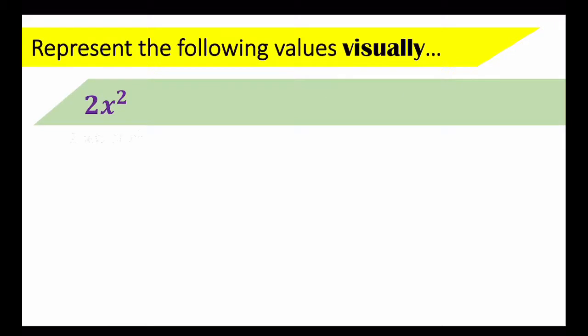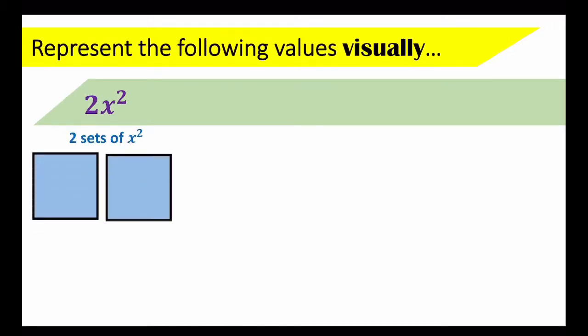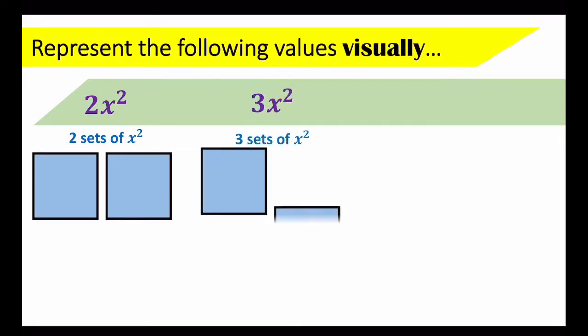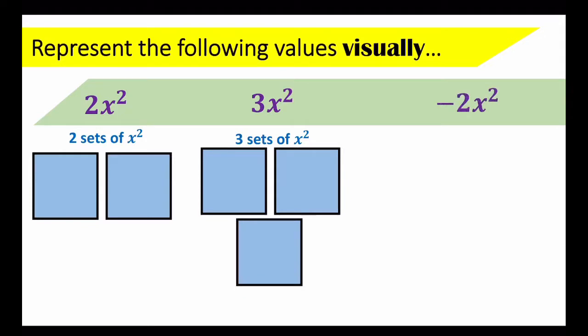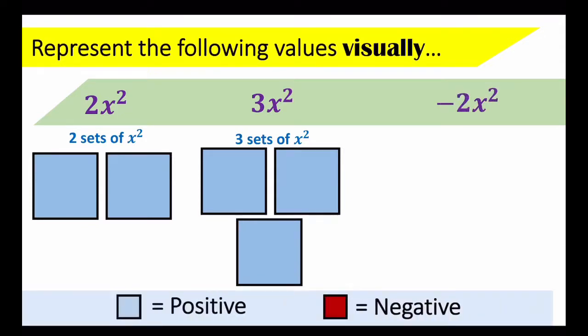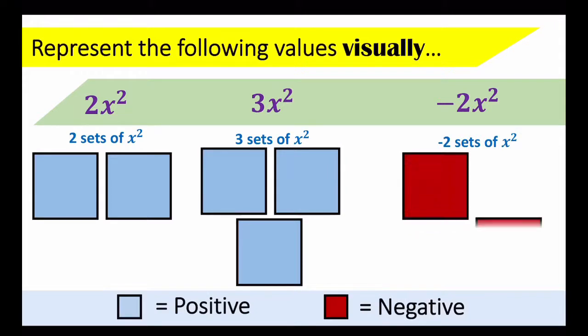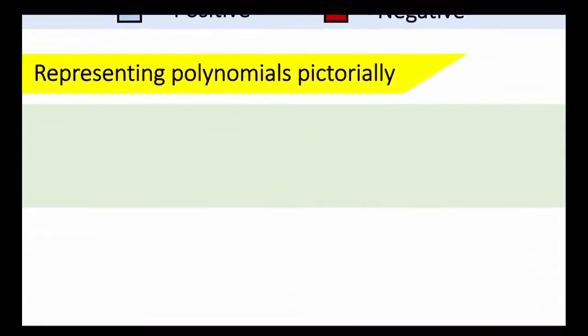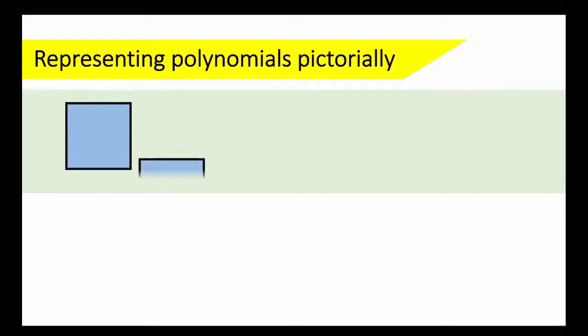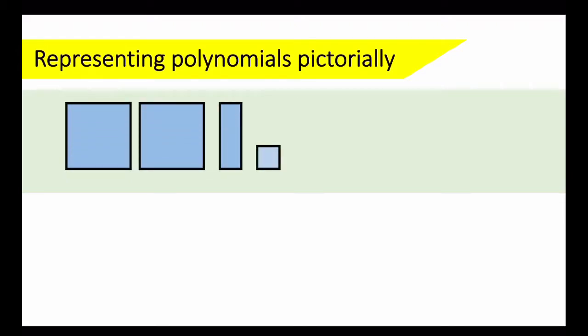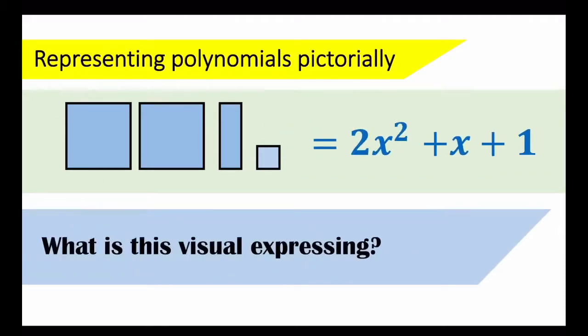So let's take a look at 2x squared. Well, I'm just going to take 2 of those boxes, the big ones, x by x. 3x squared. 3 of those boxes. And finally, negative 2x squared. I now owe these boxes. So now I can take a polynomial, or a picture of a polynomial here, and represent it. So you can see my 2 x squares, so there's 2x squared, my 1x, and my 1 value.